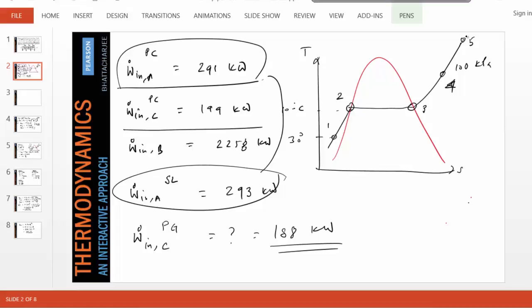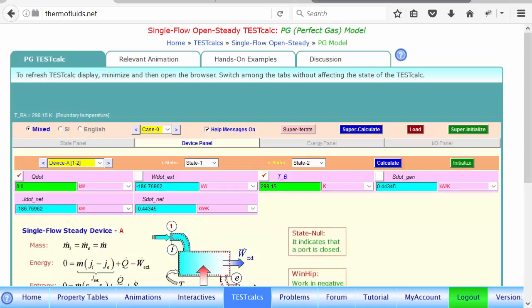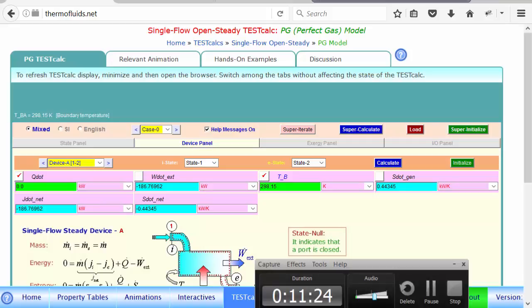So we'll stop here, and I would ask you to go and explore the entropy generation, which is produced as part of the results. And you can do a parametric study quite easily by simply changing anything and clicking the Super Calculate button. So I'll stop here and let you explore this TESTcalc.